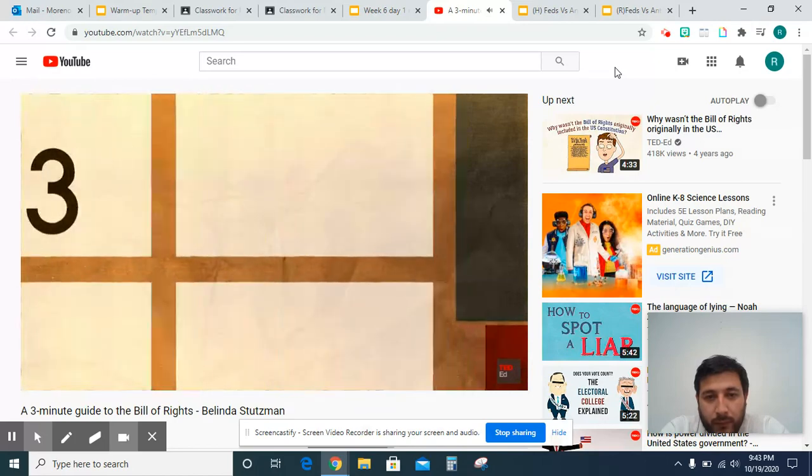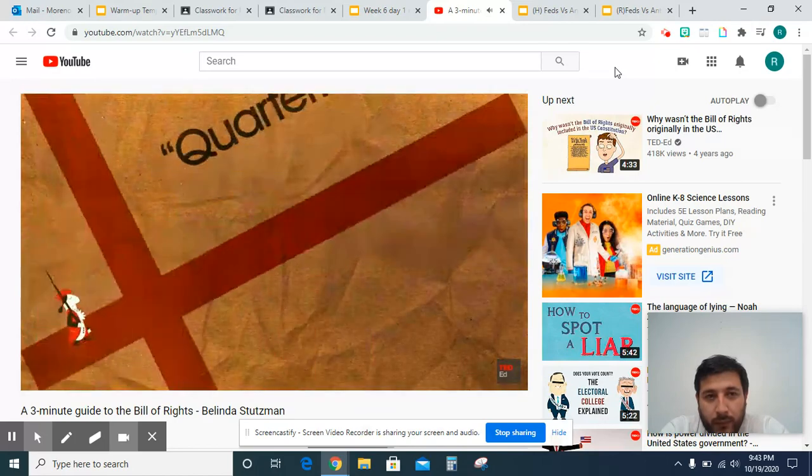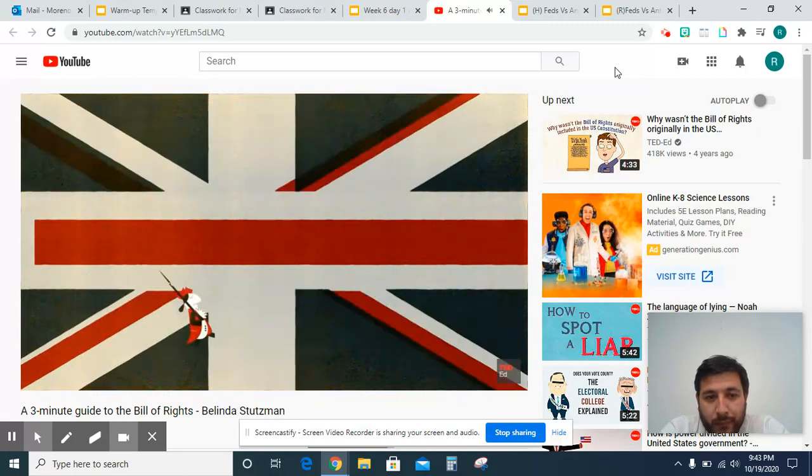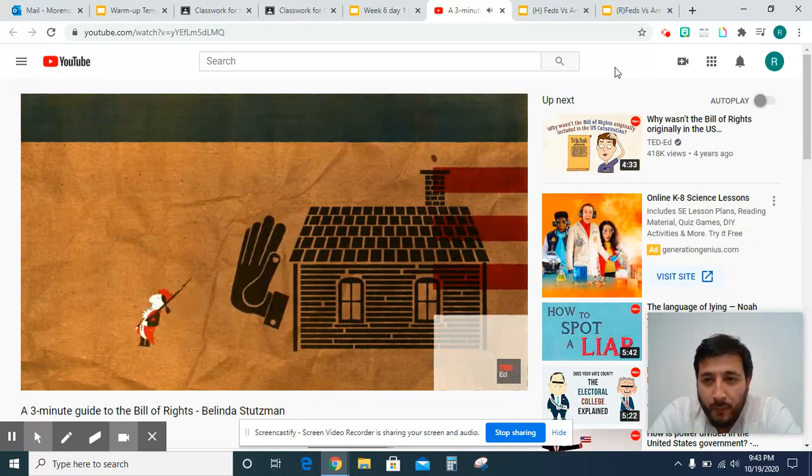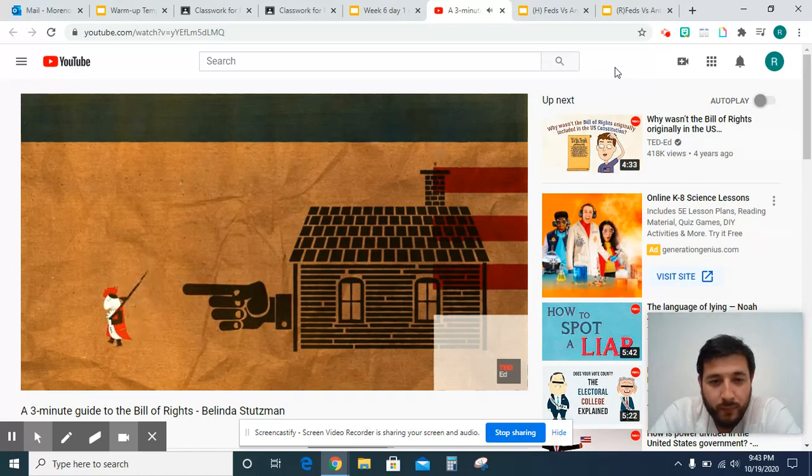The Third Amendment is called the Quartering Amendment. It was written in response to the British occupation and as a result of the colonists having to house or quarter soldiers in their homes during the American Revolution. Because of this amendment, our government can never force us to house soldiers in our home.